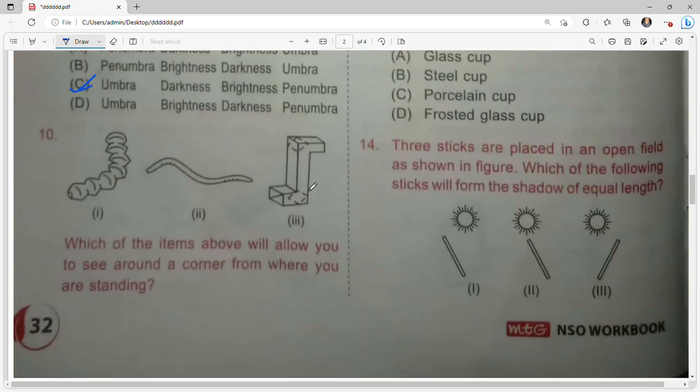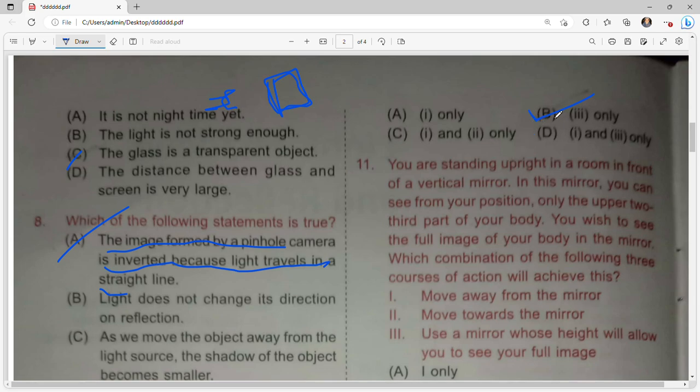As we can see in the third, the third option is the periscope, and we know that periscope has two mirrors which are placed at some angle so that we can see the object. For example, an object is placed here, its image would be formed on this mirror and the image of this mirror would be formed on this mirror. So this is how the viewer would be able to see the object placed here by seeing it through this hole. Correct answer for your question number 10 is option number B.